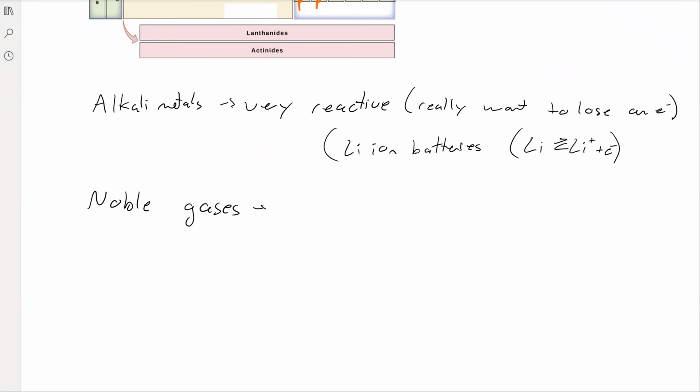Noble gases, right? As we said, those are relatively unreactive. They have that filled valence shell.